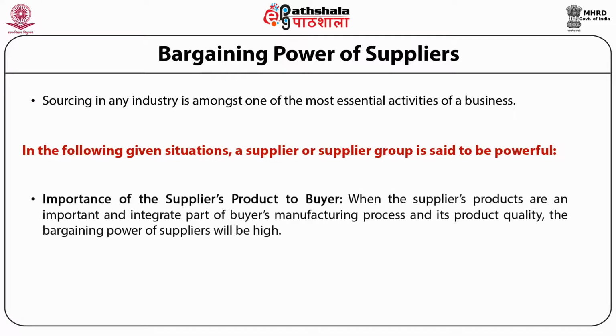First, importance of the supplier's product to the buyer. When the supplier's products are an important and integral part of the buyer's manufacturing process and its product quality, the bargaining power of the supplier will be high. Taking an example of the automobile industry in India, Sona Koyo Steering Systems Limited is the largest manufacturer of steering systems for the passenger car and utility vehicle market. Its customers largely include all major vehicle manufacturers in India such as Maruti Suzuki, Toyota, Hyundai, Tata Motors, Mahindra and Mahindra, General Motors, and Mahindra Renault.